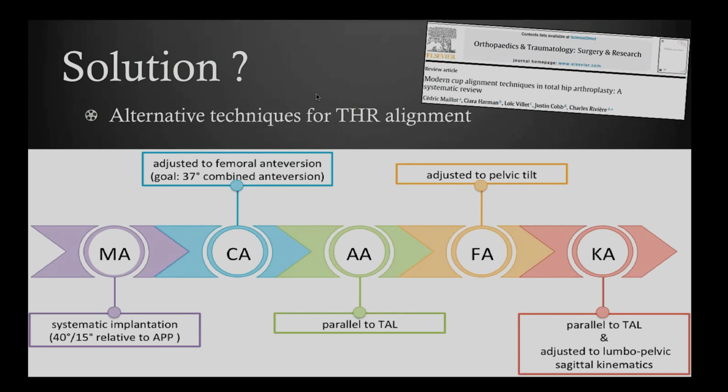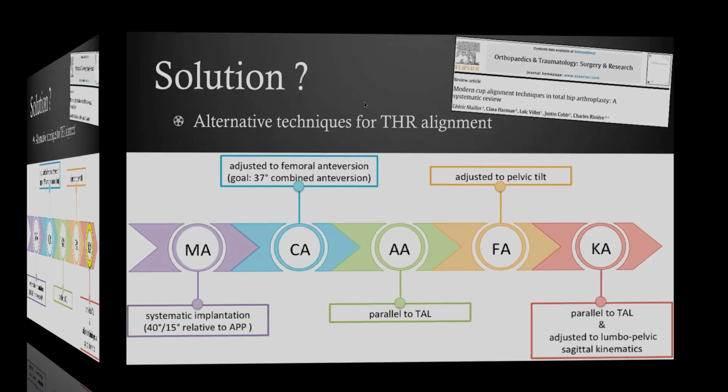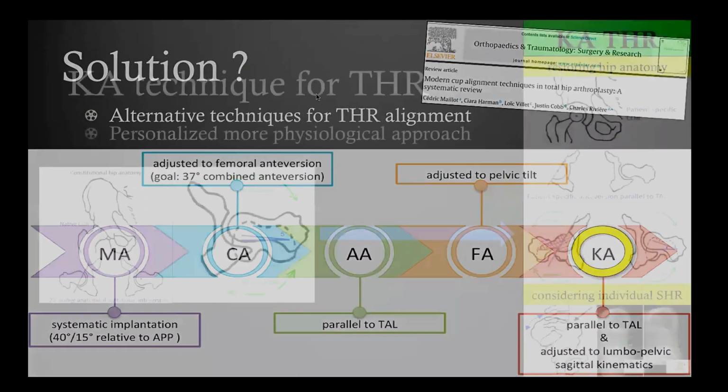Then the functional alignment technique was developed, where the cup is adjusted depending on the amount of pelvic tilt in standing position. The newest, more recent technique is the kinematic alignment technique, where the cup is aligned parallel to the transverse ligament, but sometimes the orientation is slightly adjusted in order to adapt to the individual lumbopelvic sagittal kinematics. And this is obviously the topic today.